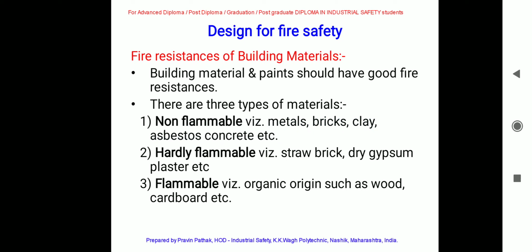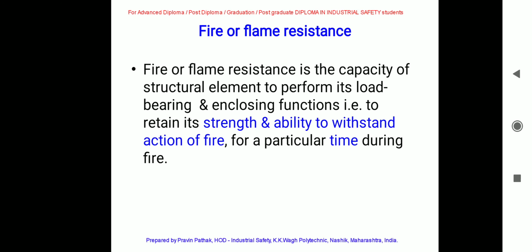And the third case is flammable, which can catch fire easily. These are of organic origin, such as wood, cardboard, etc., meaning substances having hydrocarbon contents. Organic means hydrocarbon contents made from hydrogen and carbon, and these organic contents easily catch fire. This is called flammable substances. So depending on this classification, and knowing the fire prone areas, you have to apply these building materials and paints.